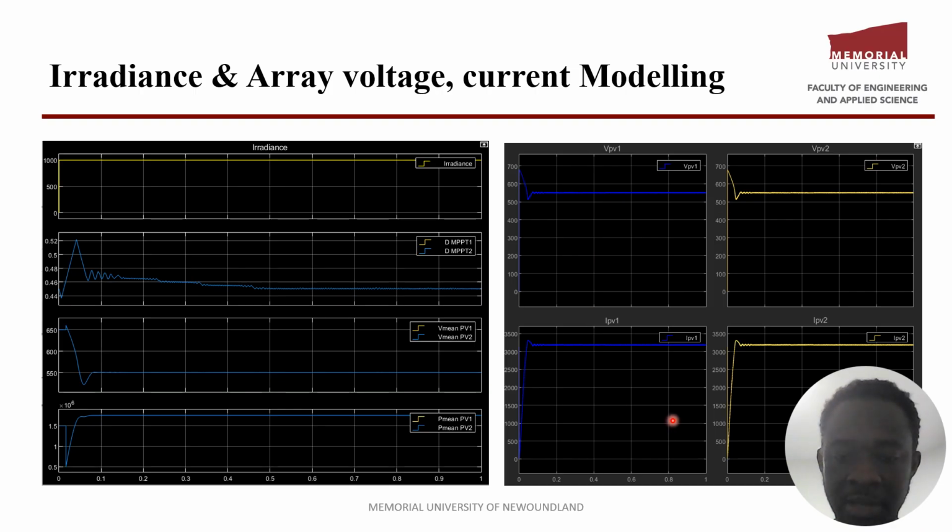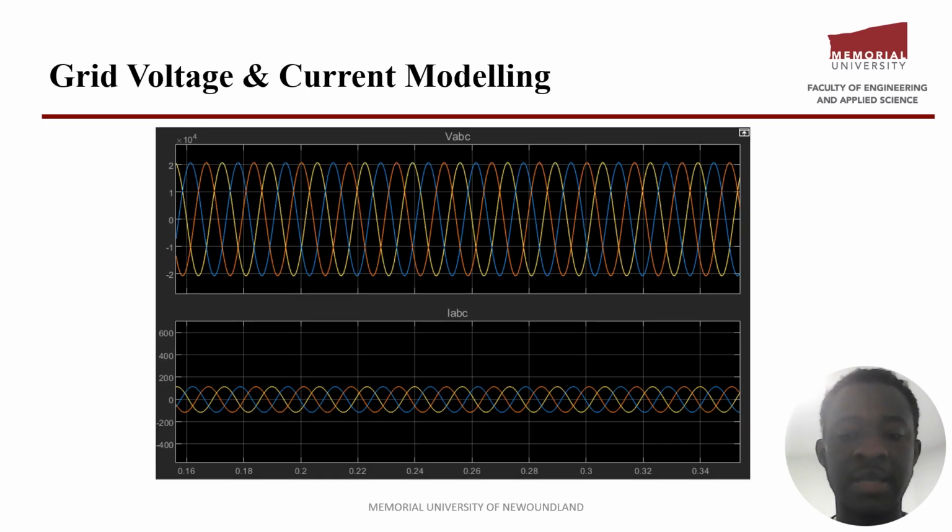and on the right hand side shows the output voltage and current of each PV array. The blue graphs here show the output voltage on the top and the output current of PV array 1, and the yellow shows the same thing for the second PV array's voltage and current. We also see that the grid's three-phase voltage and current were perfect sinusoids after the simulation when there was no fault applied to the system.